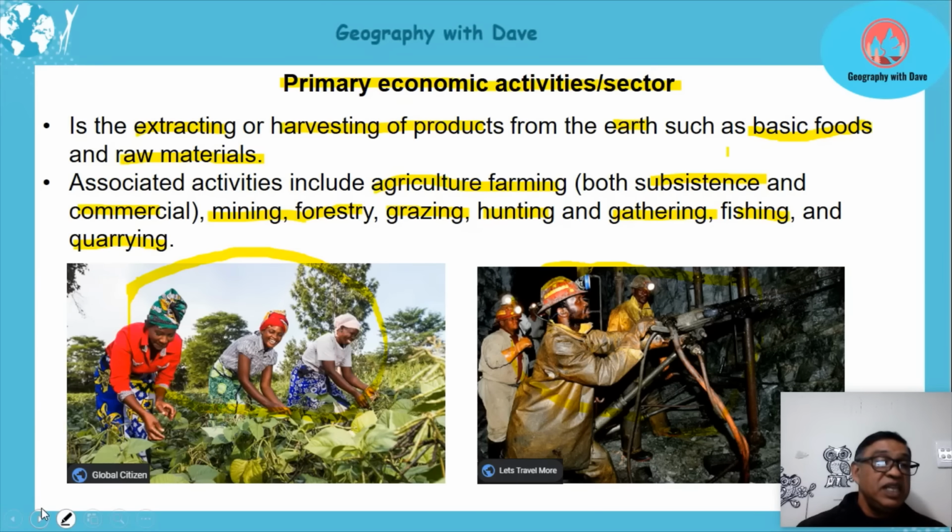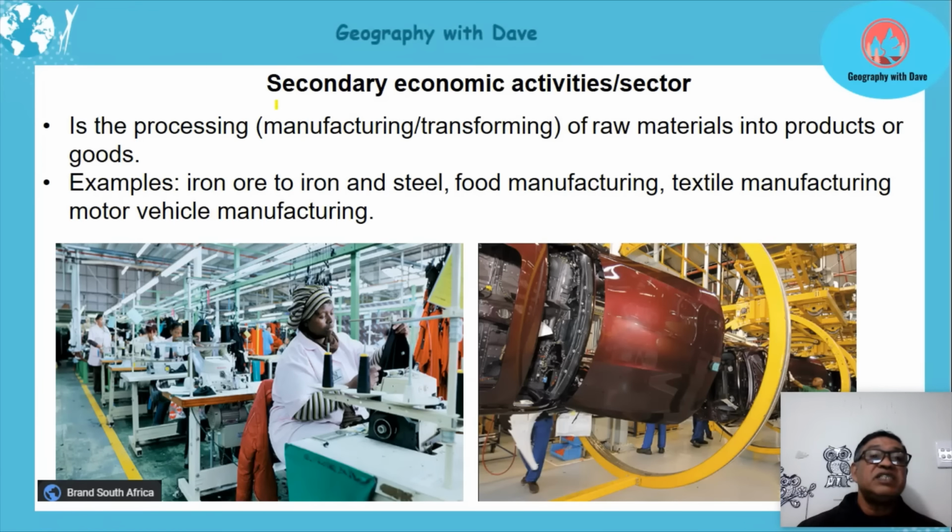Then let's go on, learners. Let's look at the secondary economic activity or sector. And this involves processing. Other words could be manufacturing, transforming of raw materials into products, or sometimes known as your goods, that's more valuable.